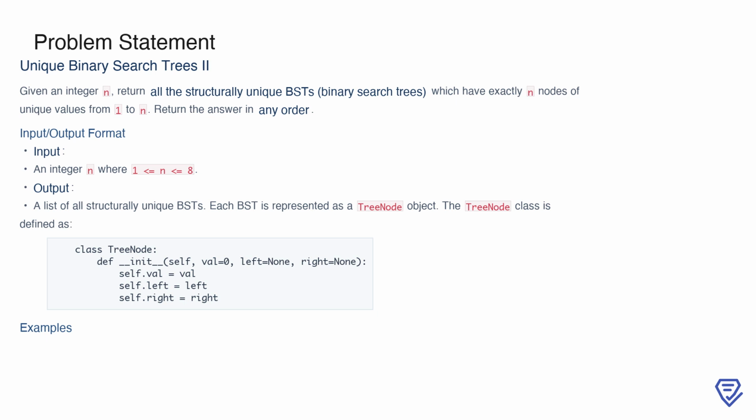For input, we will receive a single integer n, which will always be between 1 and 8, inclusive. The output should be a list of all possible unique BSTs, with each tree represented as an instance of the TreeNode class. The TreeNode class is defined with three attributes: val, which stores the value of the node, and left and right, which point to the left and right child nodes, respectively. Let's now explore an example to better understand how this works.